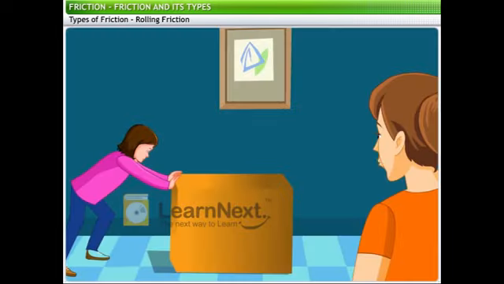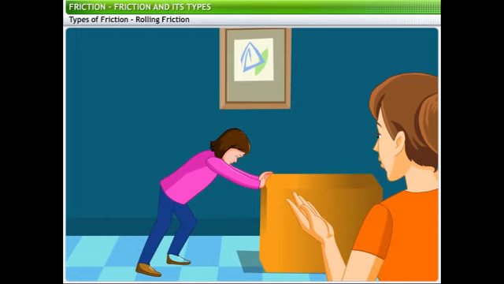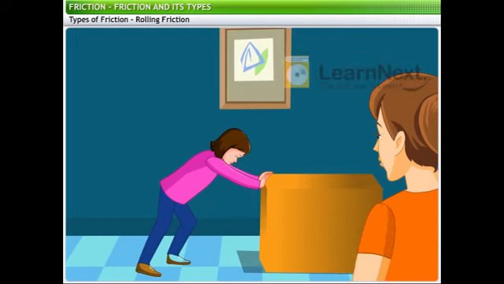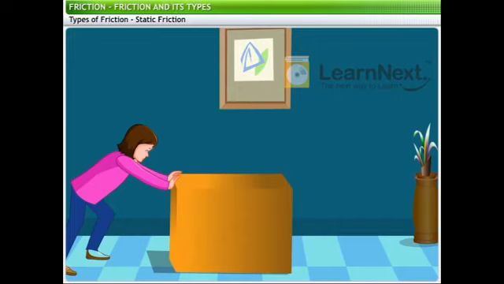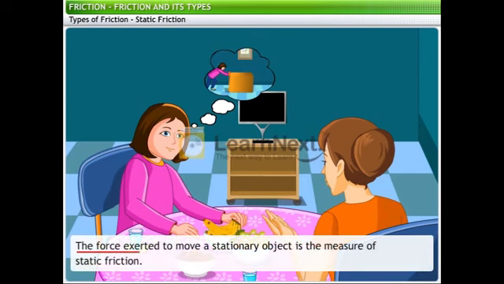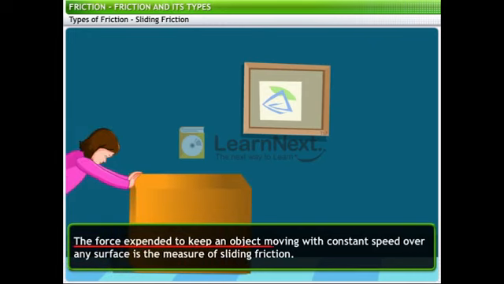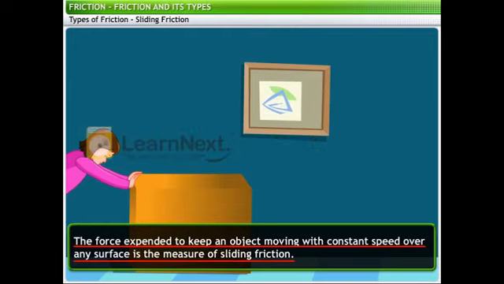Try moving that carton to the right. What was easier, to move the carton from rest or to move it when it was already in motion? Well, it was a little tough to start moving it. But once it started, it was not so difficult to slide it across. Well, there you go. The force that you had to exert to get the carton moving is the measure of the static friction encountered by the carton. On the other hand, the force that you expended to keep the carton moving with constant speed is the measure of the sliding friction encountered by the carton.